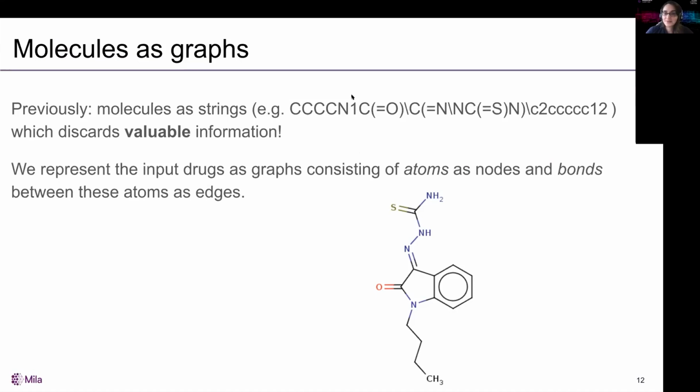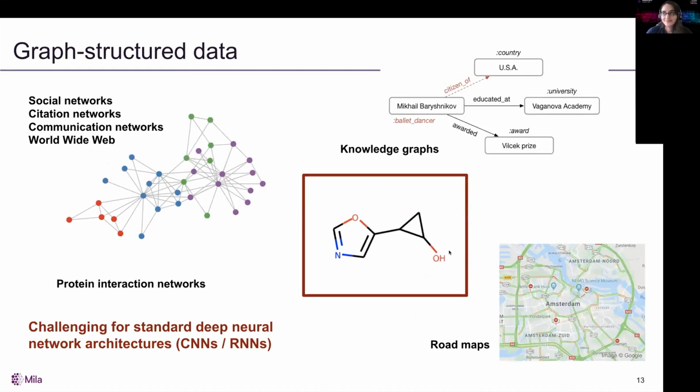And it also means that the machine learning model has to learn the rules associated with this grammar when parsing it. But here we're going to represent the input drugs as graphs where atoms are nodes and bonds are edges. And well, graphs are everywhere really. As we've been talking, the protein-protein interaction network is a graph. The molecule is a graph, but then there's also roadmaps and knowledge graphs. All of these things are graphs.